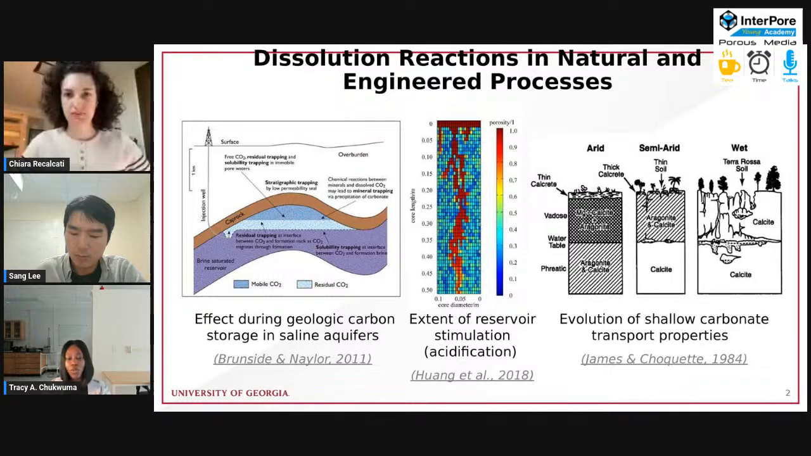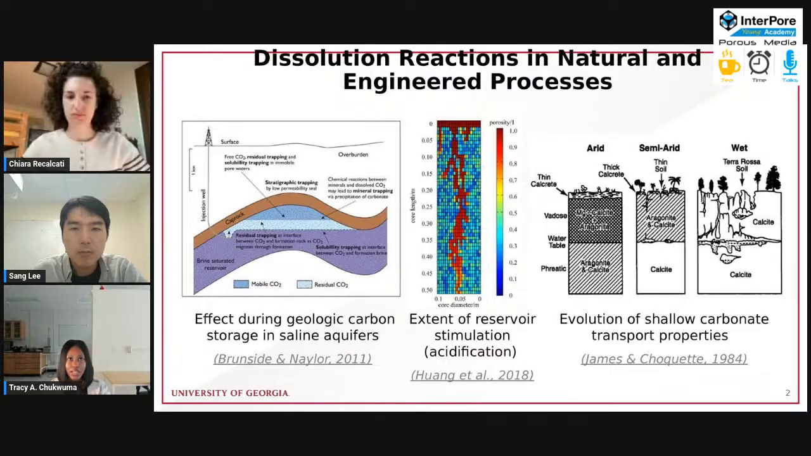And finally, in a more natural setting, looking at, let's say, shallow carbonate aquifers that are exposed to atmospheric CO2 that usually dissolves in meteoric water and leads to some structural changes in these aquifers.